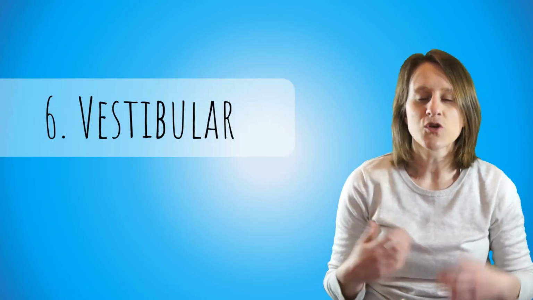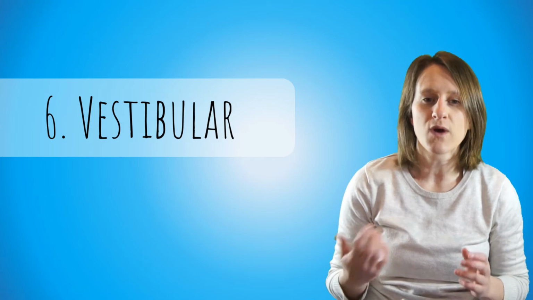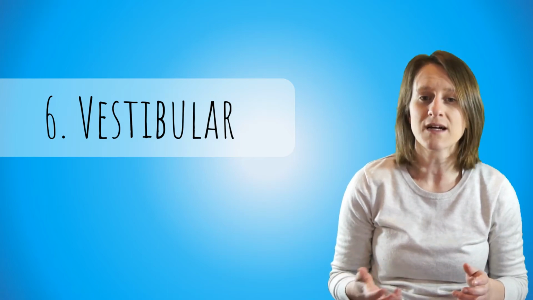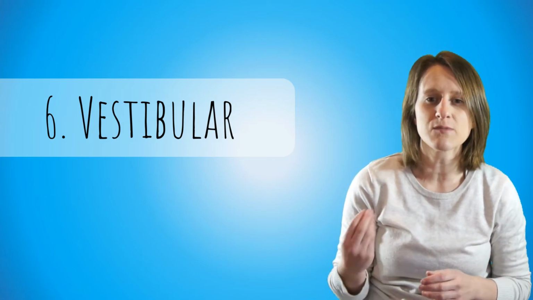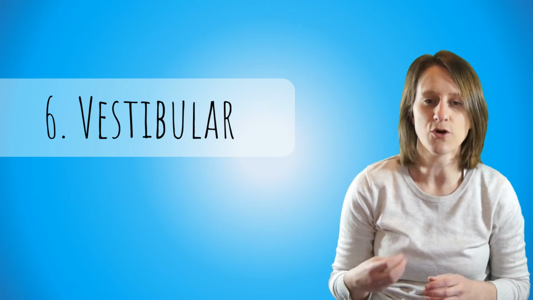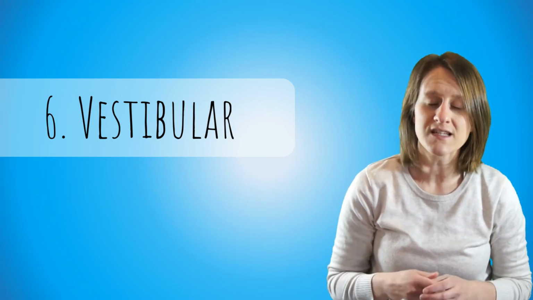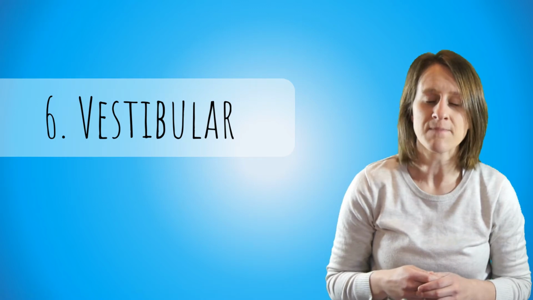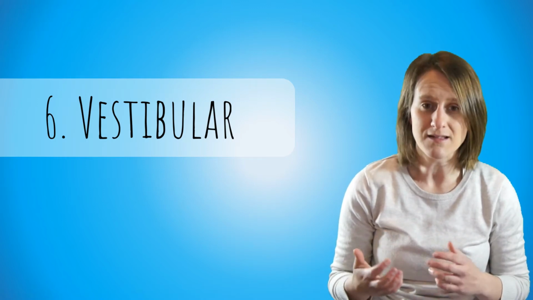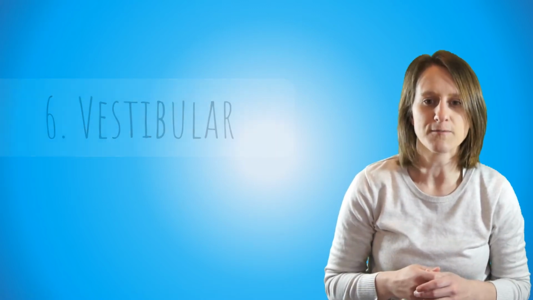Number 6, vestibular. So this is our balance. So where our body is in space and whether or not we or our surroundings are moving. So it tells us about the speed and direction of movement.